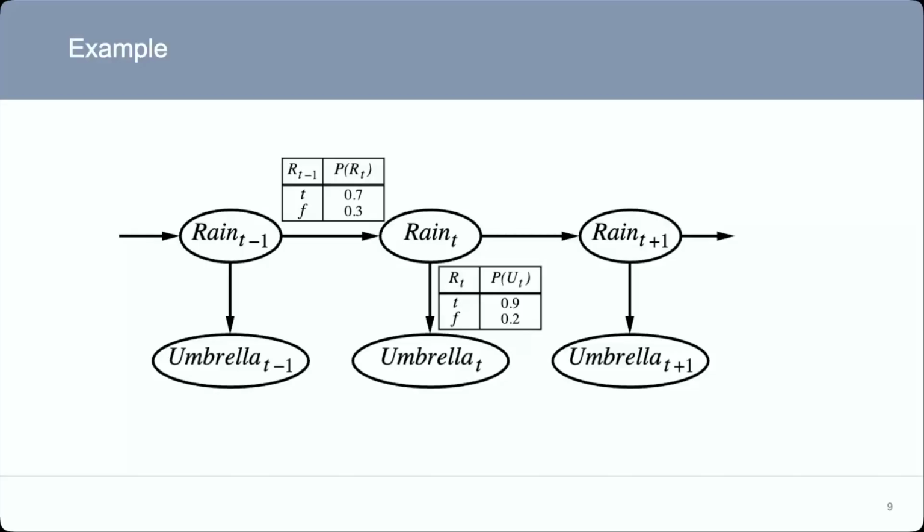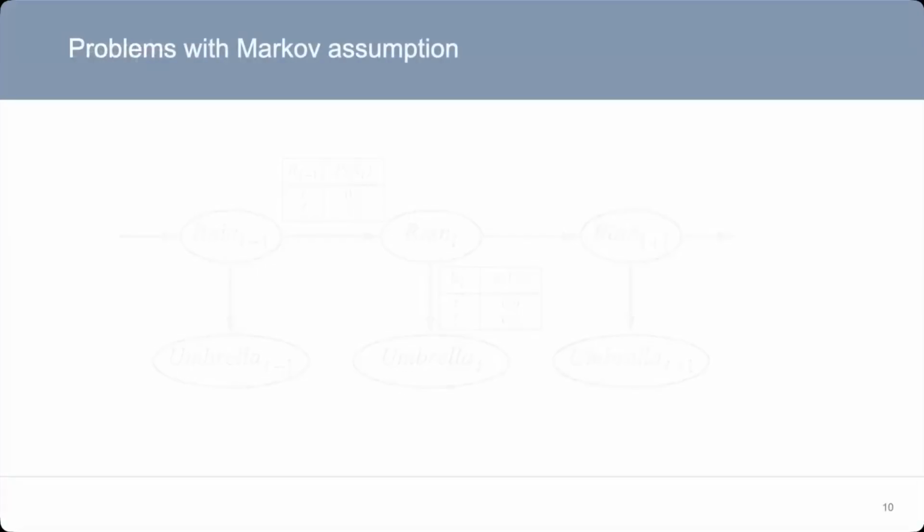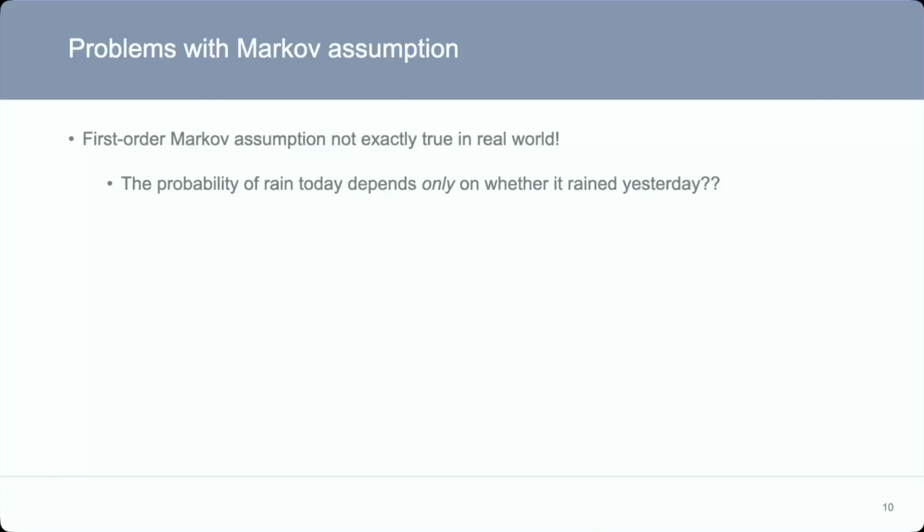The transition model and the sensor models have also been filled up with some reasonable values in this example. We would be using this example multiple times in other slides as well. Markov assumption is unfortunately not without some drawback, mostly because first order Markov assumption is not exactly true in the real world. In the example prior, we assumed that the probability of rain today depends only on whether it rained yesterday. In the real world, however, whether or not it rains today depends on many other factors.